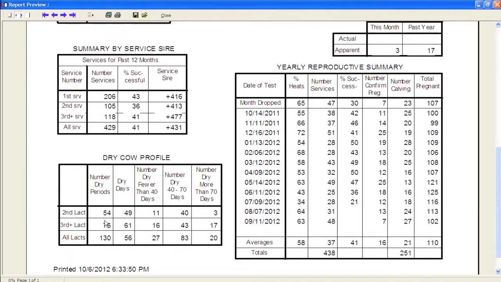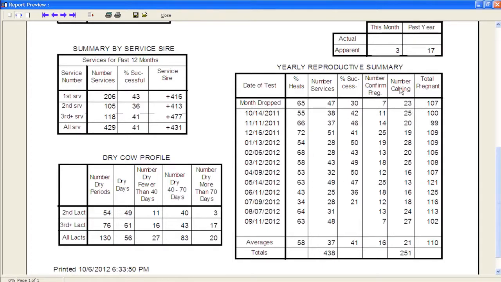It tells you how many dry periods we have in second lactation animals as well as third and greater, the average days dry, and then what is the distribution, how many cows were shorter than 40 days or longer than 70, with ideally having most of the cows at a 40 to 70 day dry period. The university herd uses about a 49 to 56 day dry period is what we're shooting for there. Cows are dried off once a week.